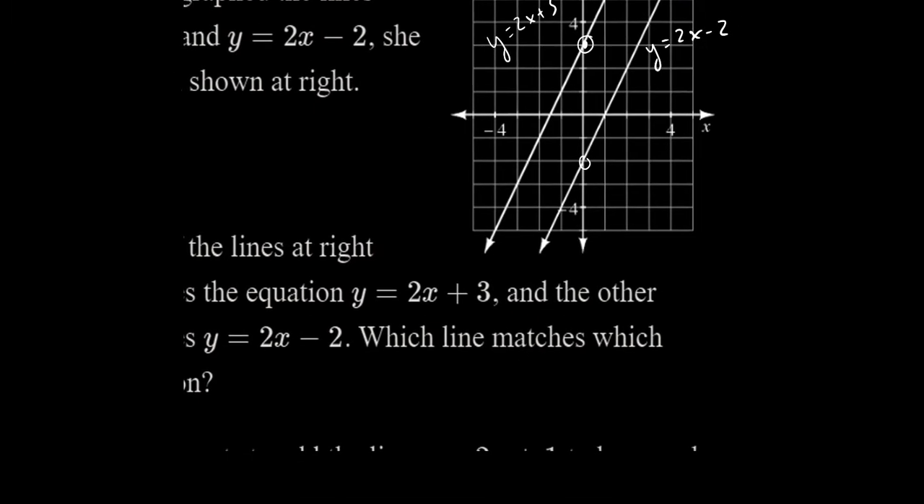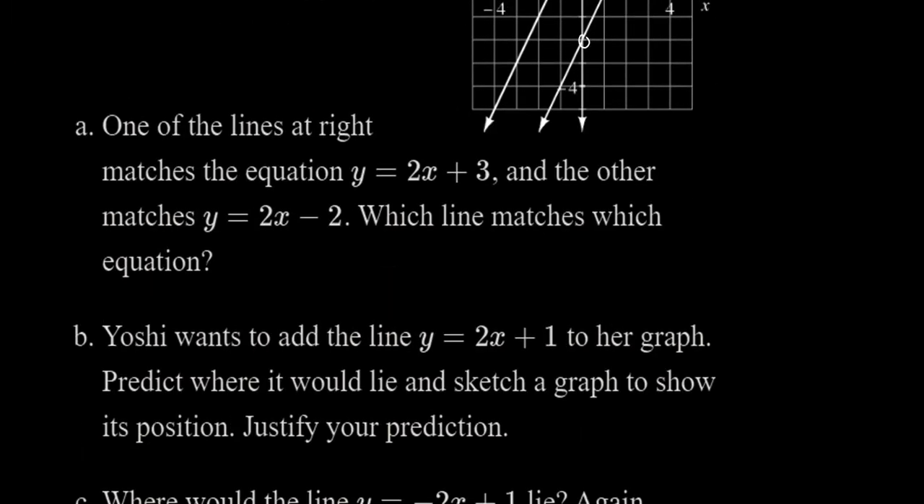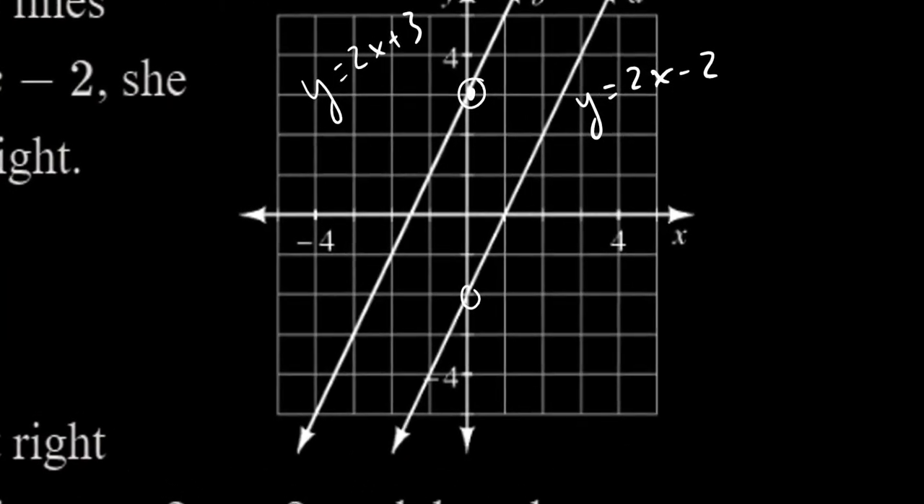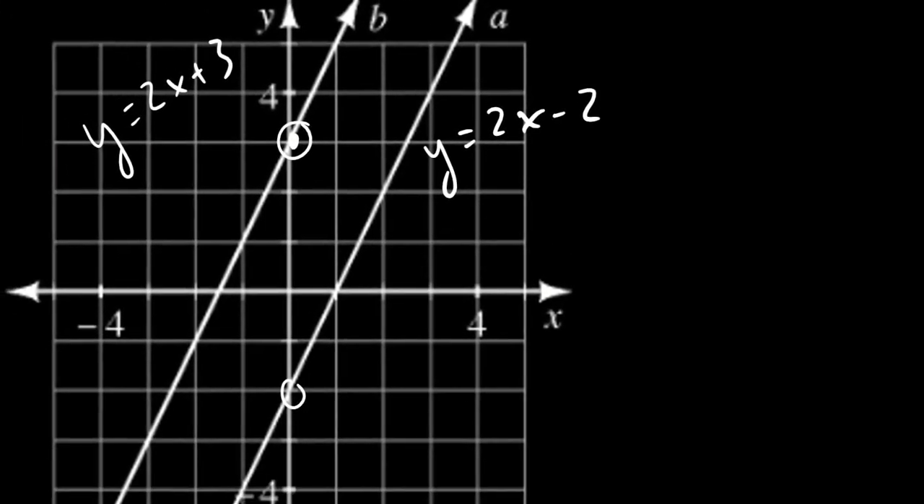Let's continue. Part B says Yoshi wants to add the line y equals 2x plus 1 to her graph. Predict where it would lie and sketch the graph to show its position. Justify your prediction. Well, she just gave me a line with exactly the same slope as before, right? It's still this y equals 2x. Every single time x is increasing by 1, this grows by 2. So you can see that it has that slope pattern of y going up by 2 every single time x goes up by 1.